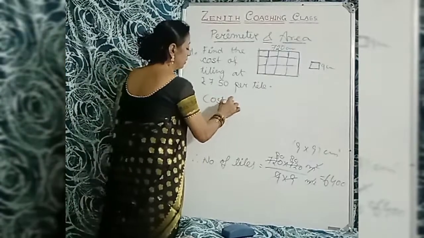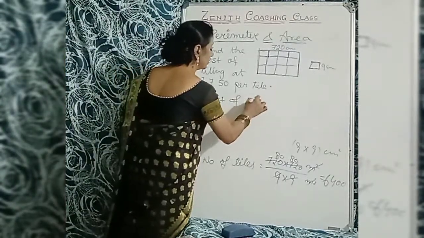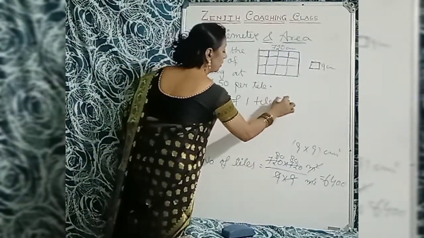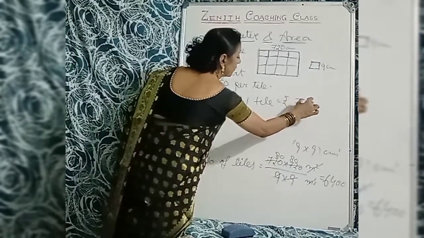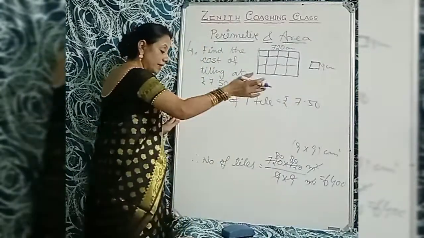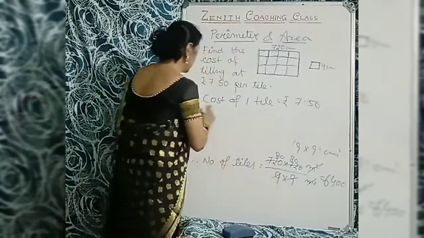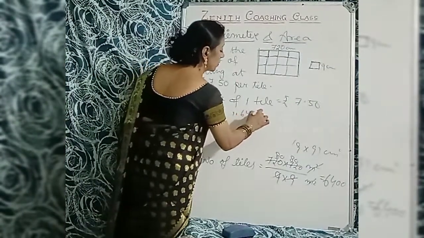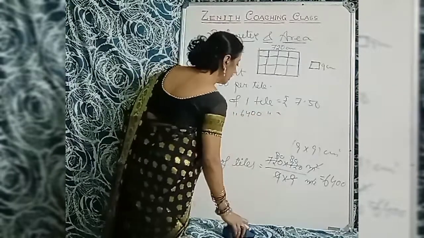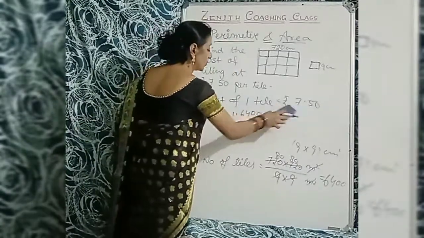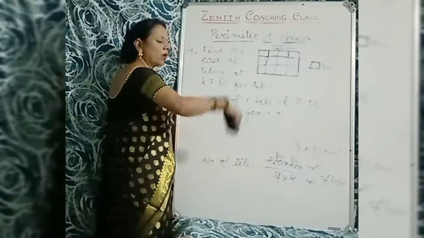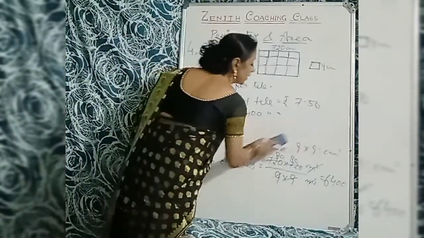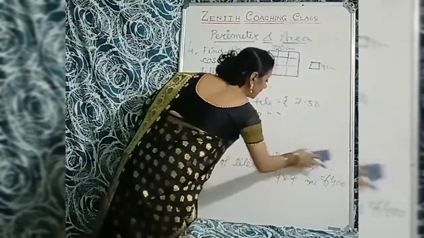Cost of one tile that is given equals to rupees 7.50. So, how many tiles are there? 6400. Therefore, cost of 6400 tiles. What to do? If one tile's cost is this much, then 6400 tiles will have a big cost. So for that, what will we do? We will multiply.